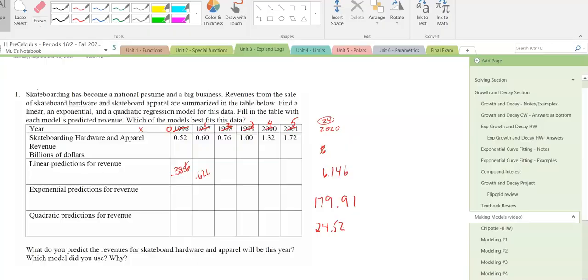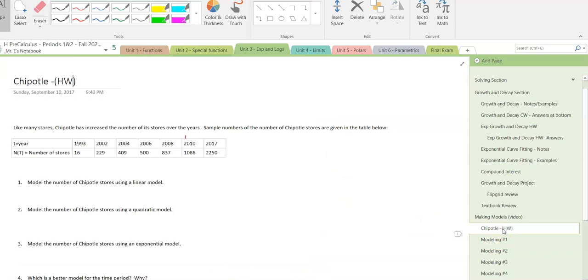So what I'd like for you to do next, I'd like for you to try on your own to see if you can do the same thing with the Chipotle data. Now be careful with the Chipotle data. If you're going to put in the year, if 1993 is year 0, that means 2002 would be year 9, 2004 would be year 11, year 13, year 15, 17, and then 7 years later, that's year 24.